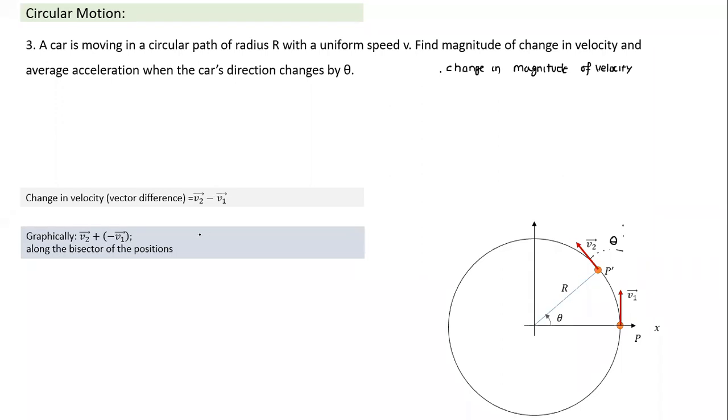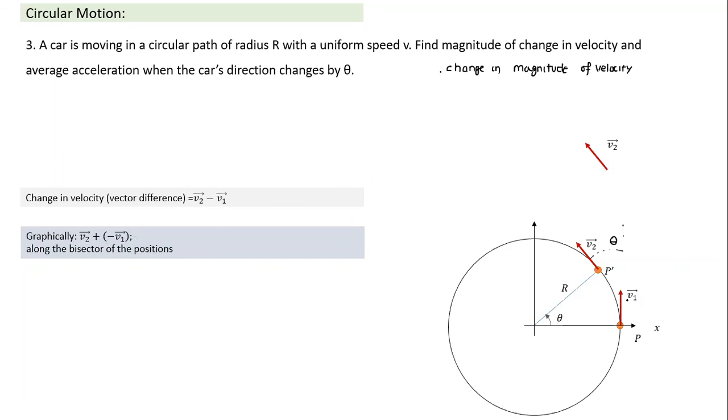It gives you some understanding of what v2 minus v1 is. This is the direction of average acceleration. Average acceleration is not along velocity. Average acceleration is along the change in velocity. So this will give you the direction of average acceleration. That's why direction is important. So I have drawn the v2 vector, and I'm going to add the negative of the v1 vector.